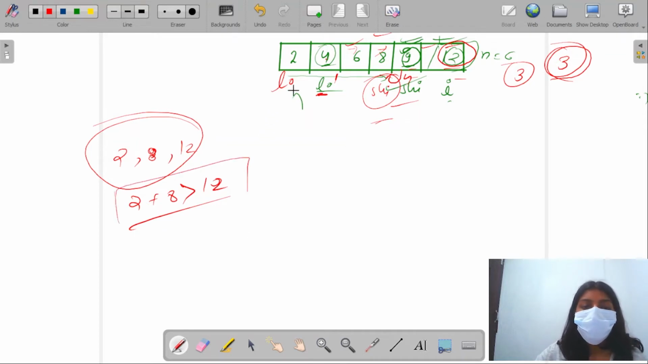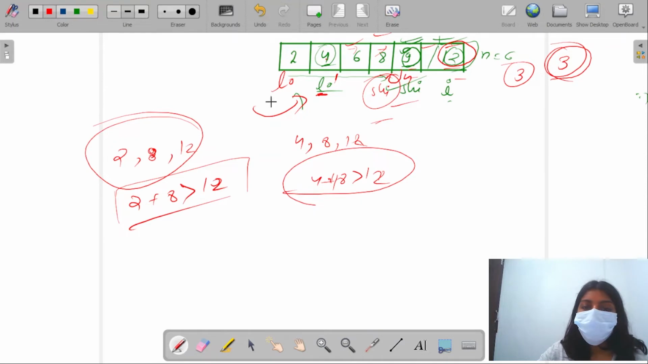So what do I say? I say let's increase my lowest side. So now 4, 8, 12. 4 plus 8 is equal to 12. It's not strictly greater, so it does not form a triangle.